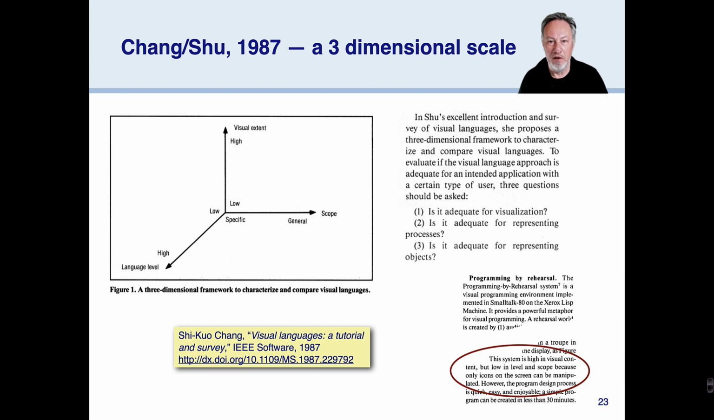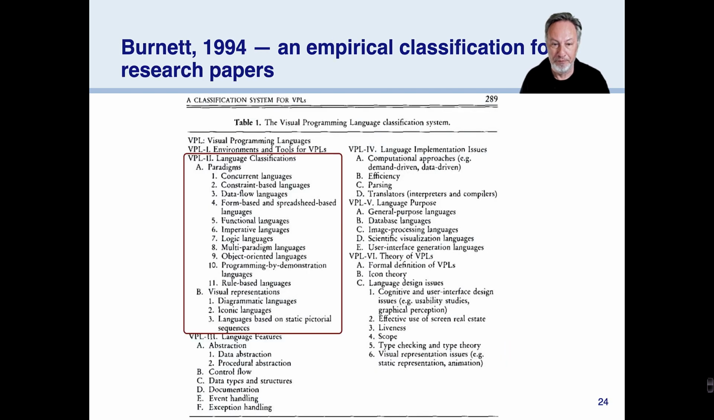Chang and Xu had a 3-dimensional scale back in 1987, but they are focusing more on visualization and not really on the programming aspect. And finally, Burnett in 1994 published an empirical classification for research papers. So this again is not visual programming languages, but it shows us where visual representations can appear in such a classification.